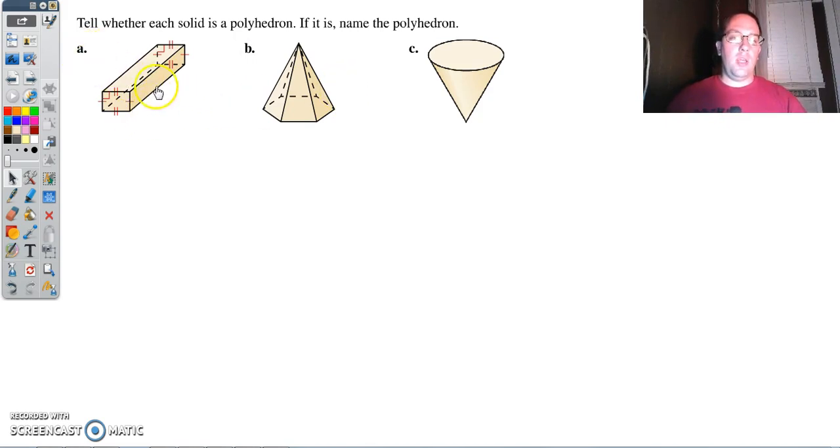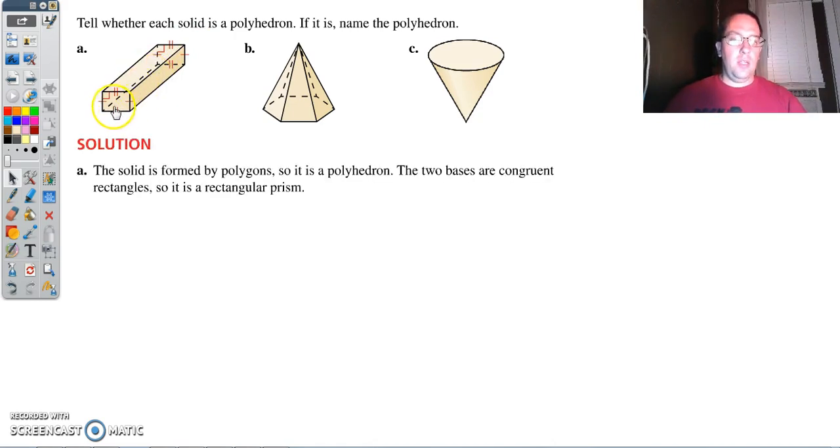So number A here, this has all flat surfaces, so it has faces and bases. So this is a polyhedron. And the bases, it has two bases that are parallel to each other and congruent. So this is a prism. And those bases are rectangles, so we call it a rectangular prism. The difference between a prism and a pyramid is that a prism has two bases that are parallel to each other. Whereas a pyramid, number B, only has one base.